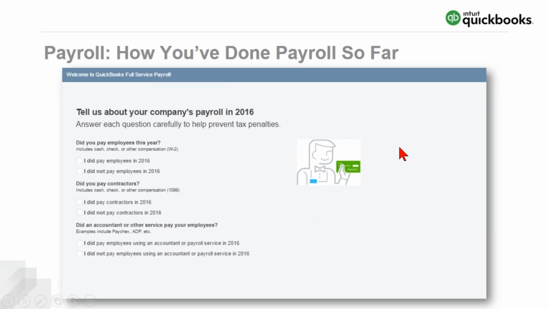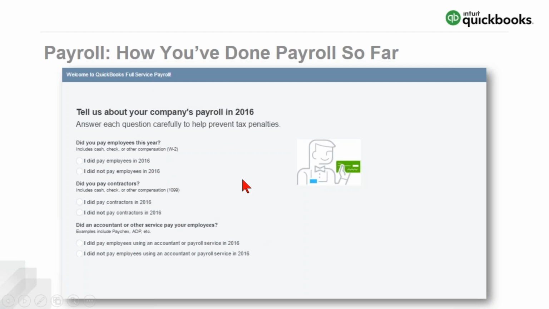Now, when you do this, it's going to give you a little wizard, and it's going to say, how have you been doing your payroll so far? It wants to know, did you pay employees this year? So if you're setting up here in March, have you already paid employees? And this shows 2016, but it would now show 2017. Did you pay employees? Do you pay contractors? Did an accountant or somebody else do the payroll for you?